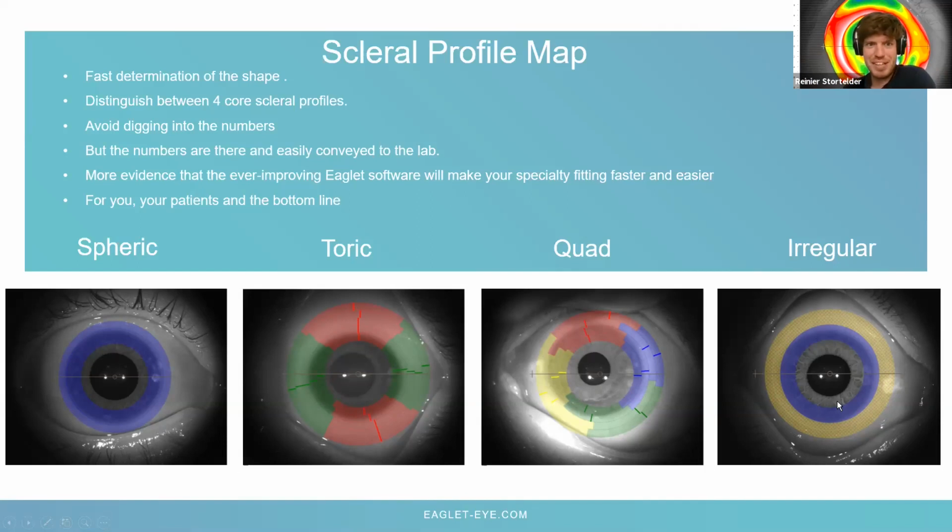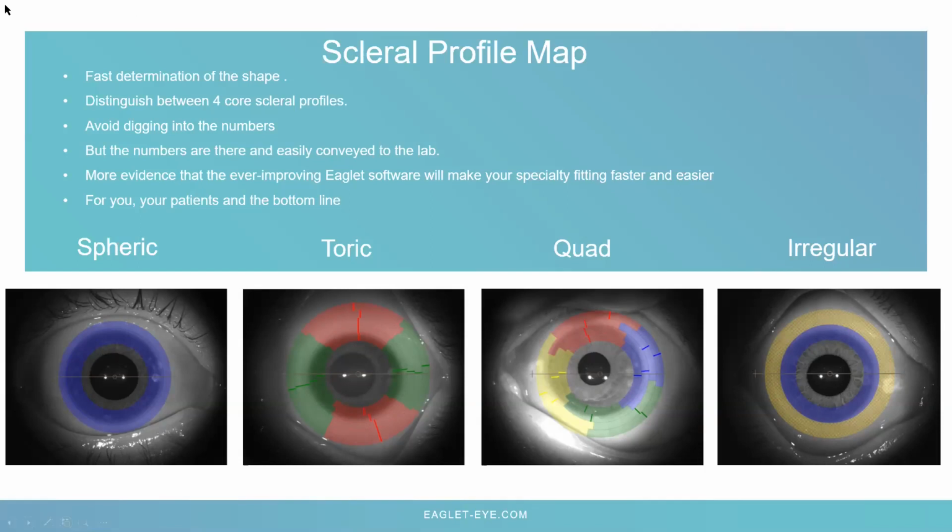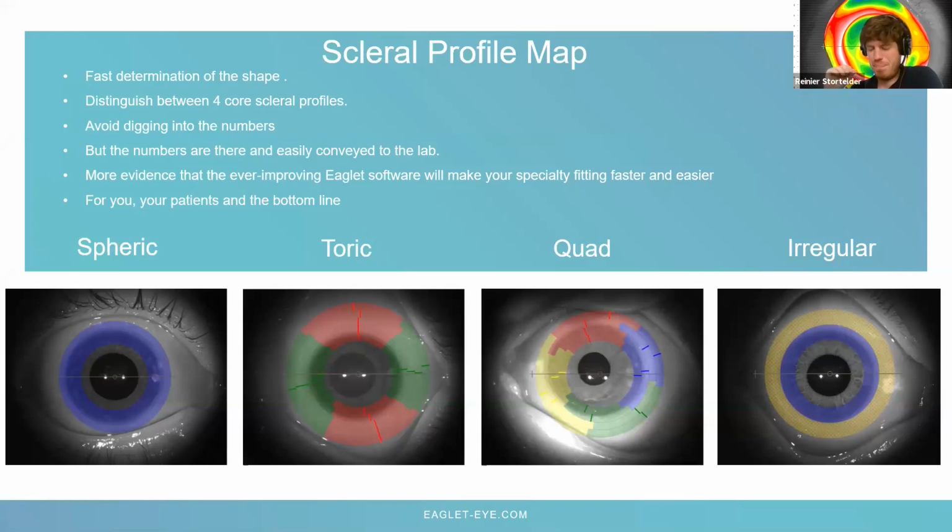Any questions about Scleral Profile Map? So in that case, you would use perhaps a notch lens for that irregular example you're showing. So you could do maybe just a toric haptic with a notch. Correct. So then you would be able to take this image and force it into the toric calculation? Yes, indeed. You can do that.